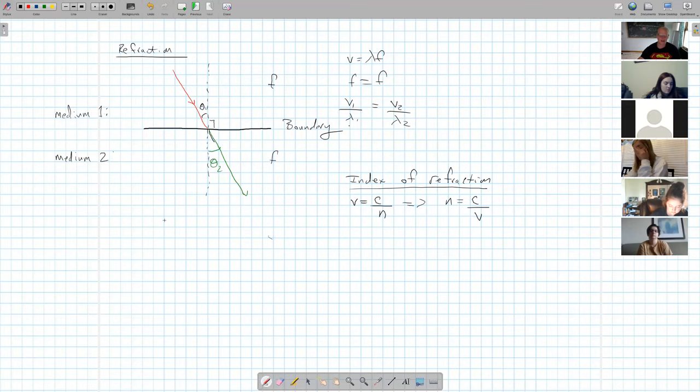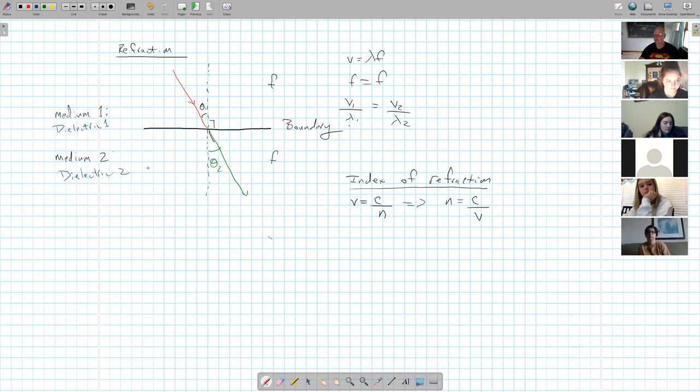So what exactly is this index of refraction? Well, the index of refraction is about this object moving in different dielectrics. Basically, medium one consists of one dielectric, so it's going to be dielectric number one, and medium number two consists of a secondary dielectric, which is dielectric number two. Now, what happens to the wave when it's moving inside of the dielectric?